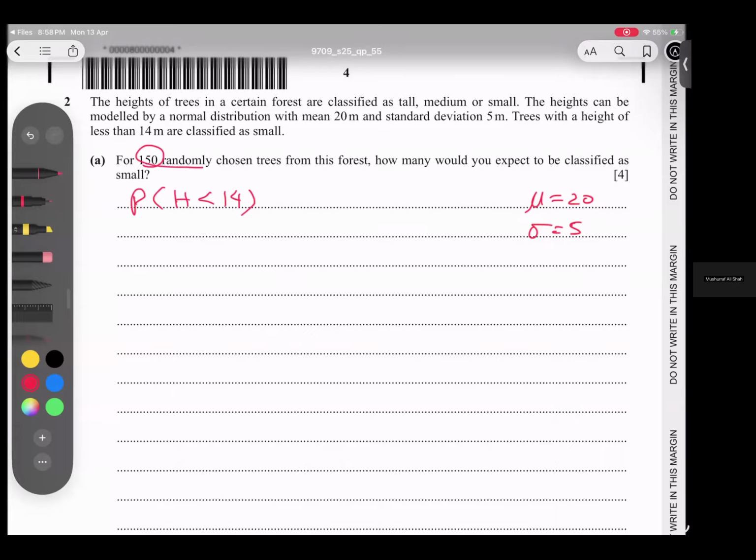And 150 trees are randomly chosen as a sample. So the sample is 150. And how many would you expect? So it means we need the expected value, how to find it. So the formula is np.